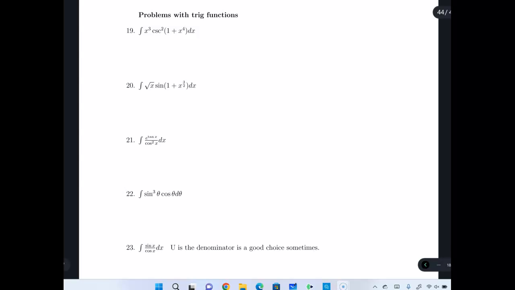Okay, so again, take the inside function to let u. So here we have u equal 1 plus x to the 4th. Taking the derivative, I see I've got 4x cubed dx. So rewriting this, I can see I've got x cubed dx, so I just need to divide both sides by 4.